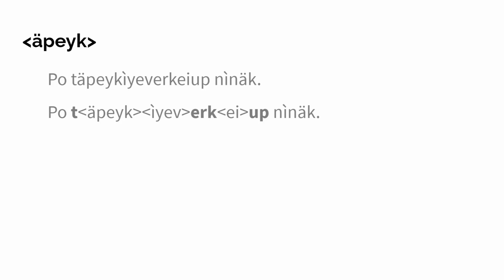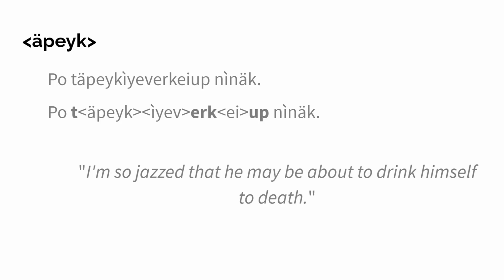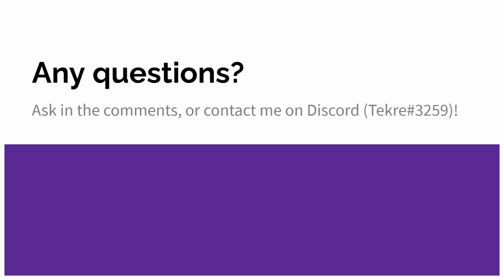Po means he or she, and the neg was in a drinking way, because neg is to drink, and ne makes adverbs. So the official translation of this one is, I'm so jazzed that he may be about to drink himself to death. And with this beautiful sentence, I finished this lesson.